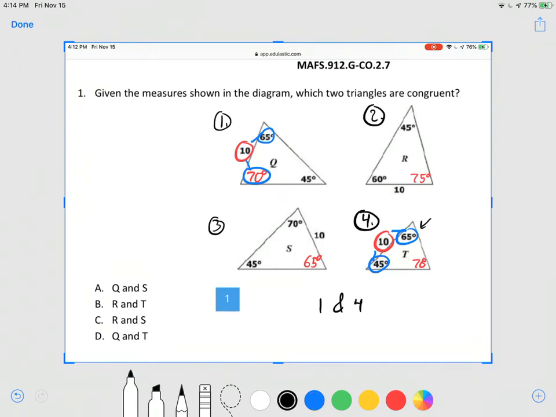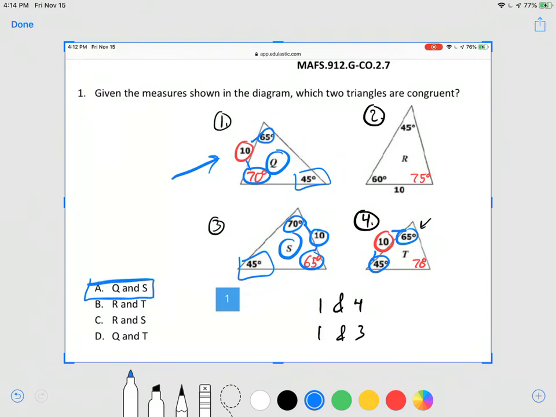But if you look at triangles 1 and 3, the 10 here is between the 70 and the 65 like it was in triangle 1. And then the other remaining angle is 45. So it's triangles 1 and 3, which are Q and S. Okay, so this is Q and S. And I labeled those triangles with 1, 2, 3, 4 for no reason. I didn't notice that they had the letters there.